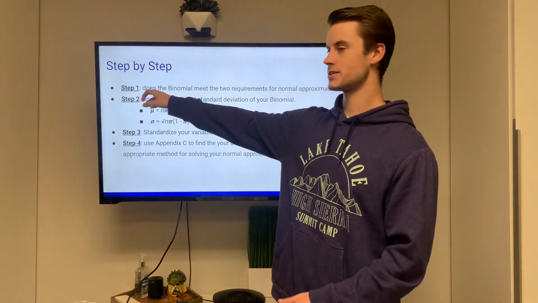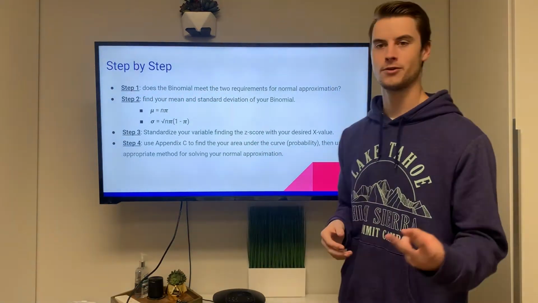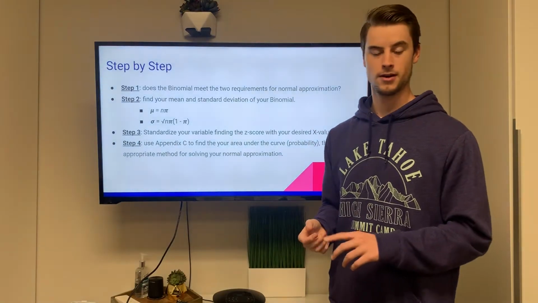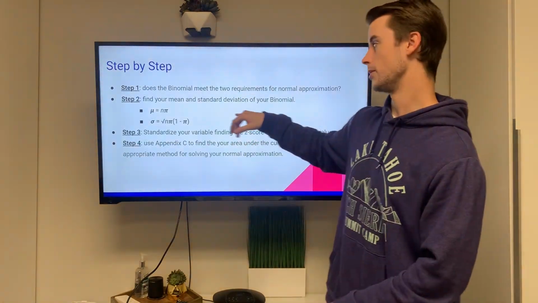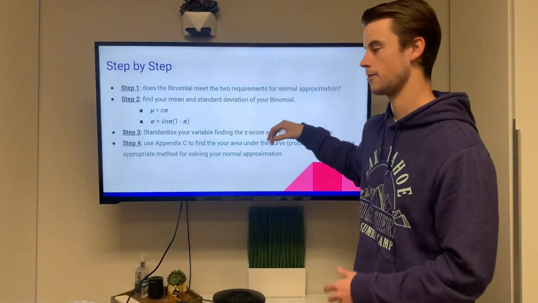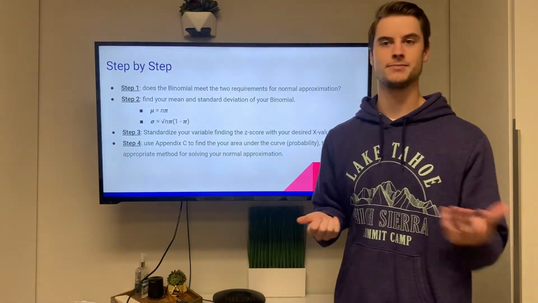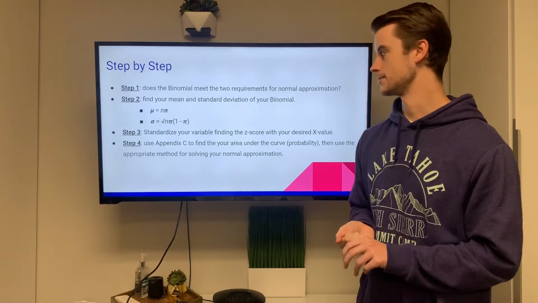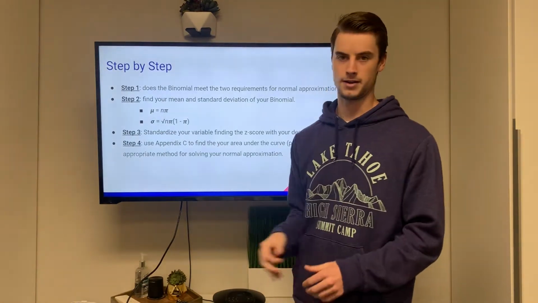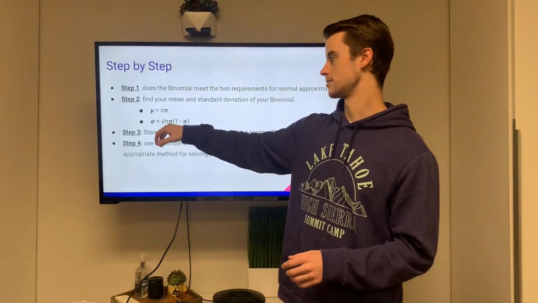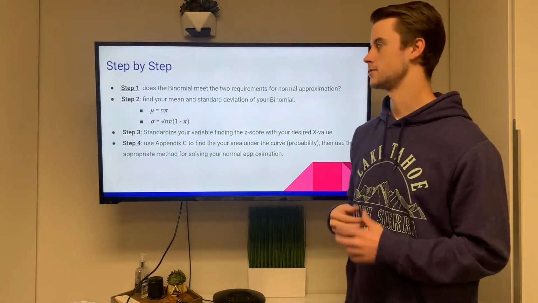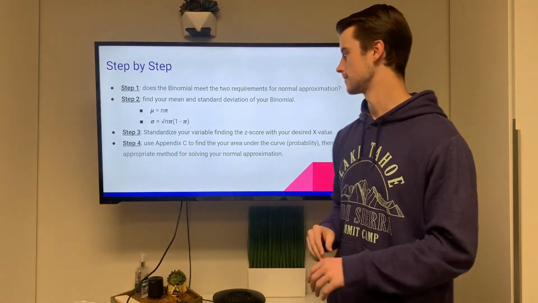First thing we want to check: does it meet the two requirements for normal approximation? Are both instances greater than 10? If they are, we can move to step 2. We have to find the mean and standard deviation of our binomial. Sometimes it's given, sometimes it's not, so we have to find it. The mean is n times the chance of success. The standard deviation is the square root of the variance, n times the chance of success times the chance of failure, okay?